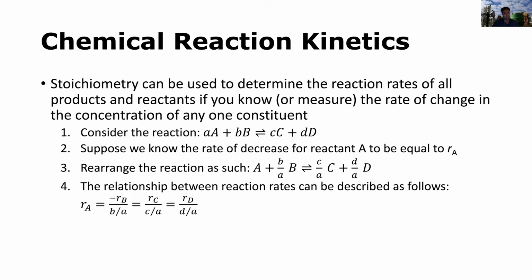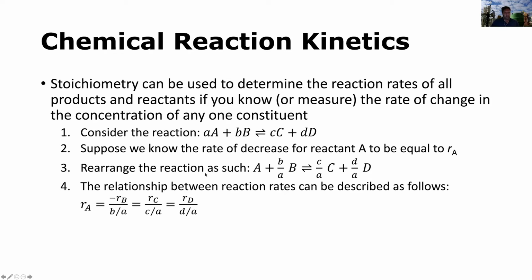Stoichiometry can be used to determine the reaction rates of all products and all reactants if you know, or if you measure, the rate of change in concentration for any one constituent. So consider the reaction A plus B converted to C plus D. Let's suppose we know the rate of decrease for reactant A. And let's say that rate of decrease is equal to R sub A.